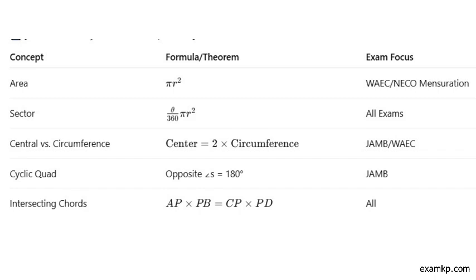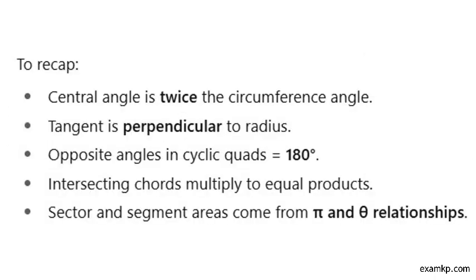So to recap, central angle is twice the circumference angle. Tangent is perpendicular to radius. Opposite angles in cyclic quadrilaterals add up to 180 degrees. And intersecting chords multiply to equal products. And sector and segment areas come from pi and theta relationships.